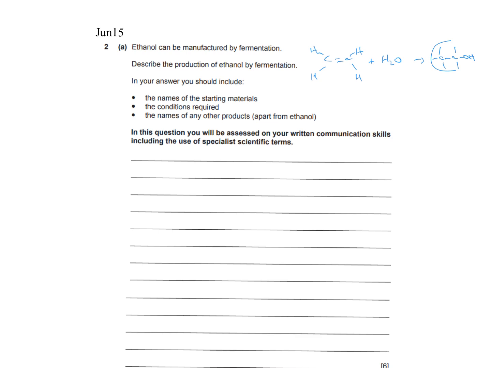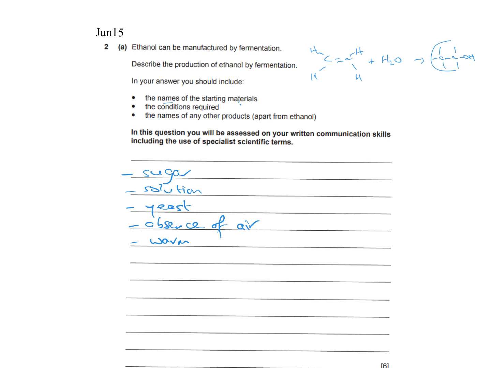So in this answer, we must include the names of the starting materials. Right, so we're going to start off with a sugar solution, or you could say sugar dissolved in water, or a glucose solution. Going to require yeast, and the absence of air, or you could say anaerobic conditions. It needs to be warm, not hot. Something like 30 degrees C or thereabouts.